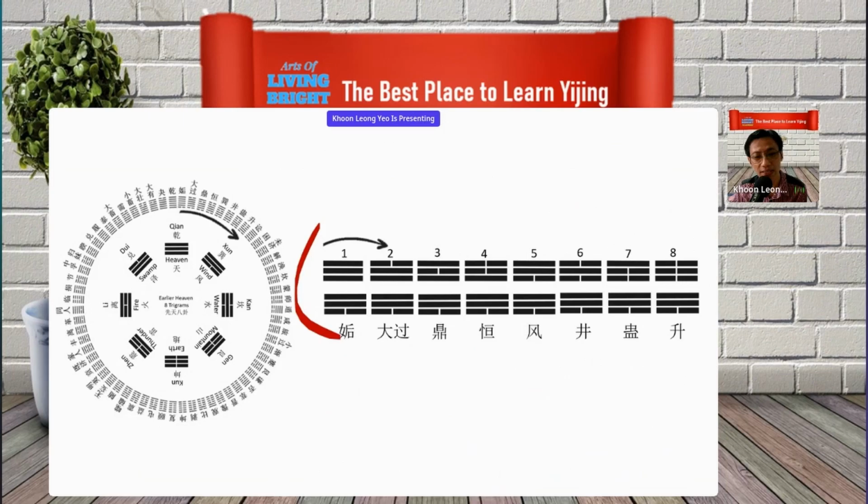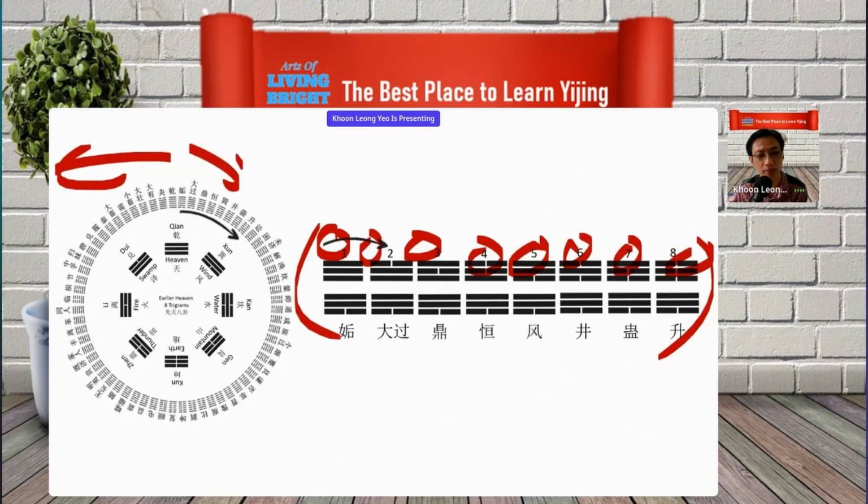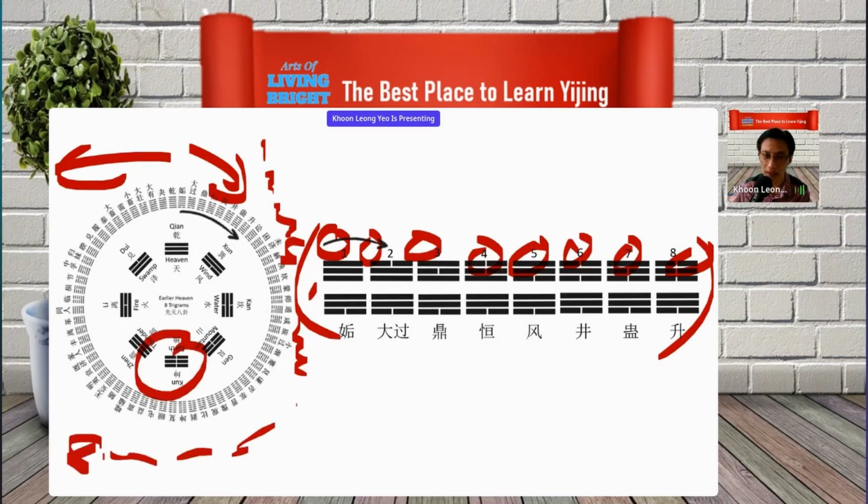In this manner. Look at the right side here. So it's 1, 2, 3, 4, 5, 6, 7, 8. So it goes out like that. So again, 1 to 8, then 1 to 8, all the way until you hit the kun gua. 1, 2, 3, 4, 5, 6, 7, 8.